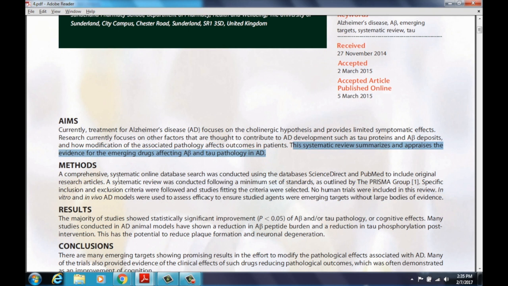In this one, we see again that they're conducting an online database search and they're describing which databases they searched, ScienceDirect and PubMed in this situation. But I wanted to point out in this one that they state in their method that they conducted the review following a minimum set of standards as outlined by the PRISMA group. The PRISMA group has a guideline on how to conduct a systematic review, which I will speak about in a little bit. It's good that they mentioned that as well, that they have inclusion and exclusion criteria for selecting their studies.